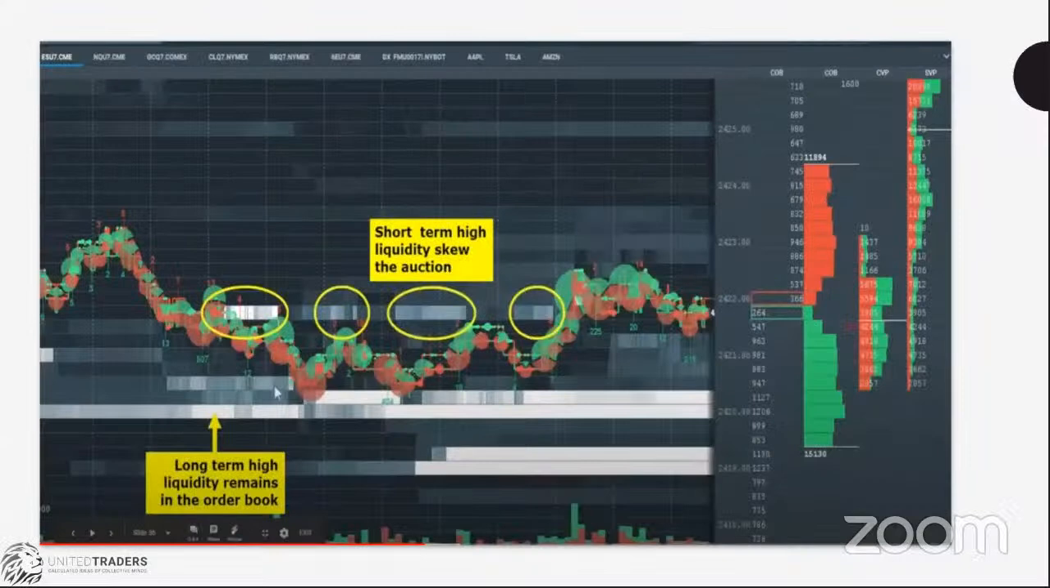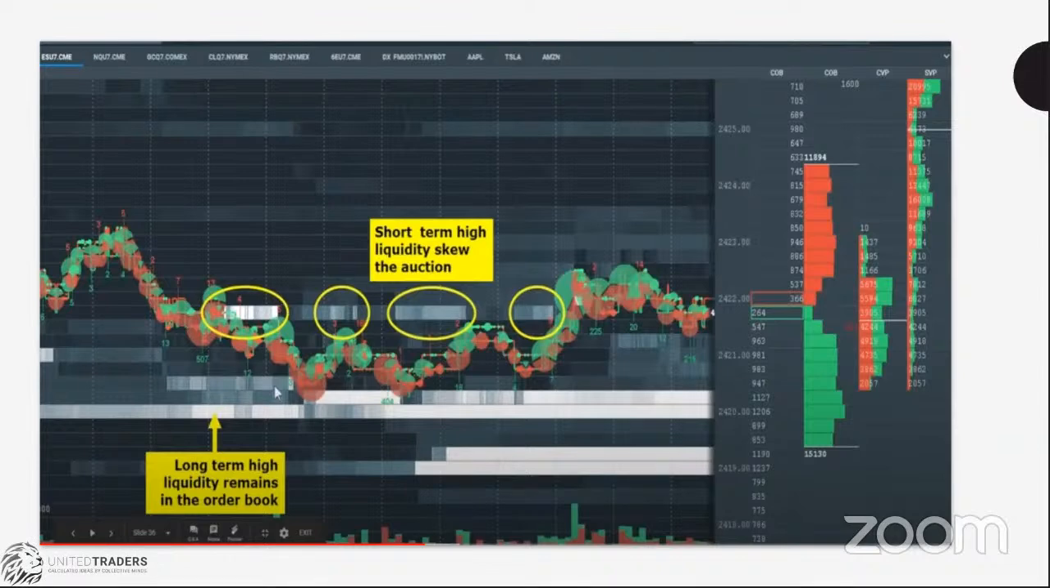A couple more examples here. We have short-term high liquidity that's skewing the auction. You see, look here, they're entering some large limit orders and then they're pulling them as price gets higher, closer to them. Once again, price goes down and they put some large limit orders in, price comes back up and they disappear. So it looks like the intent of these large limit orders is to skew the auction and scare them into going price low, getting price lower.